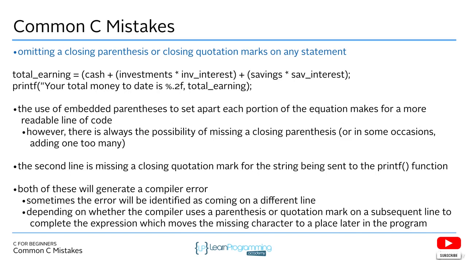Sometimes, though, the compiler error is very misleading because it doesn't actually know where the error occurs. It thinks the error might have occurred on a subsequent line. So the line that it tells you the error is on might be misleading. So depending on whether the compiler uses a parenthesis or a quotation mark on a subsequent line, it will actually complete that expression. So it will move the error down into another line. And that's where it will complain and say that's where the error is. But the actual error is higher up above where you meant to place it.